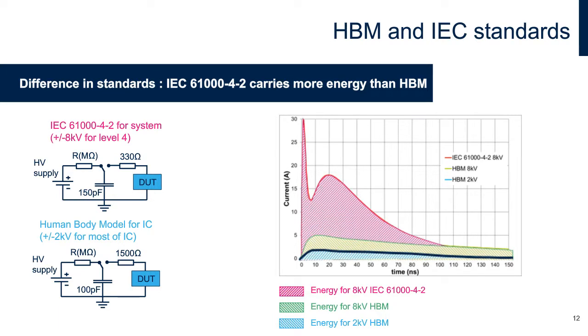The IEC standard is modelized by a larger capacitance discharge, 150 picofarad for IEC, against 100 picofarad for HBM. And this capacitance is discharged through a much lower resistor, 330 ohms for IEC compared to 1.5 kilo ohm for HBM.